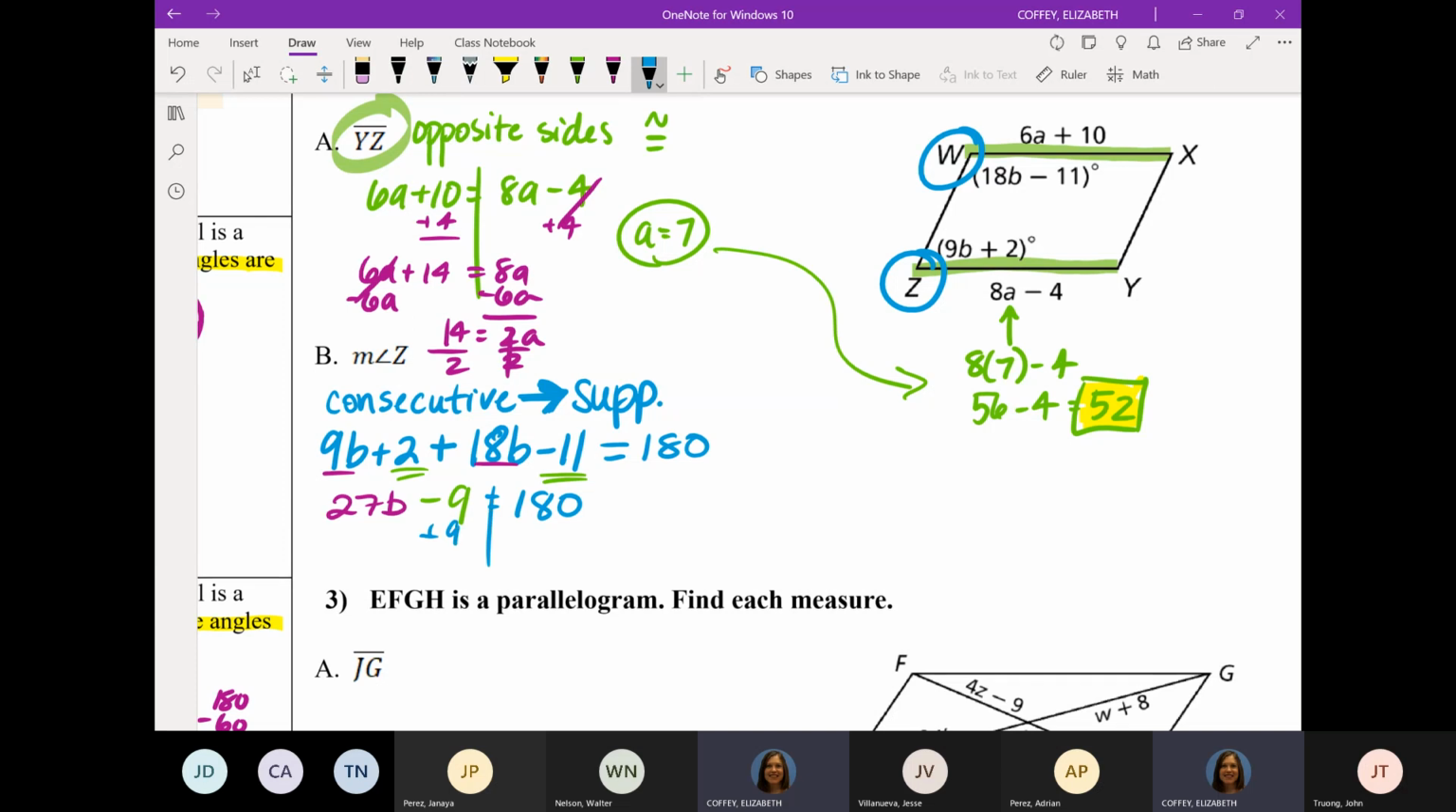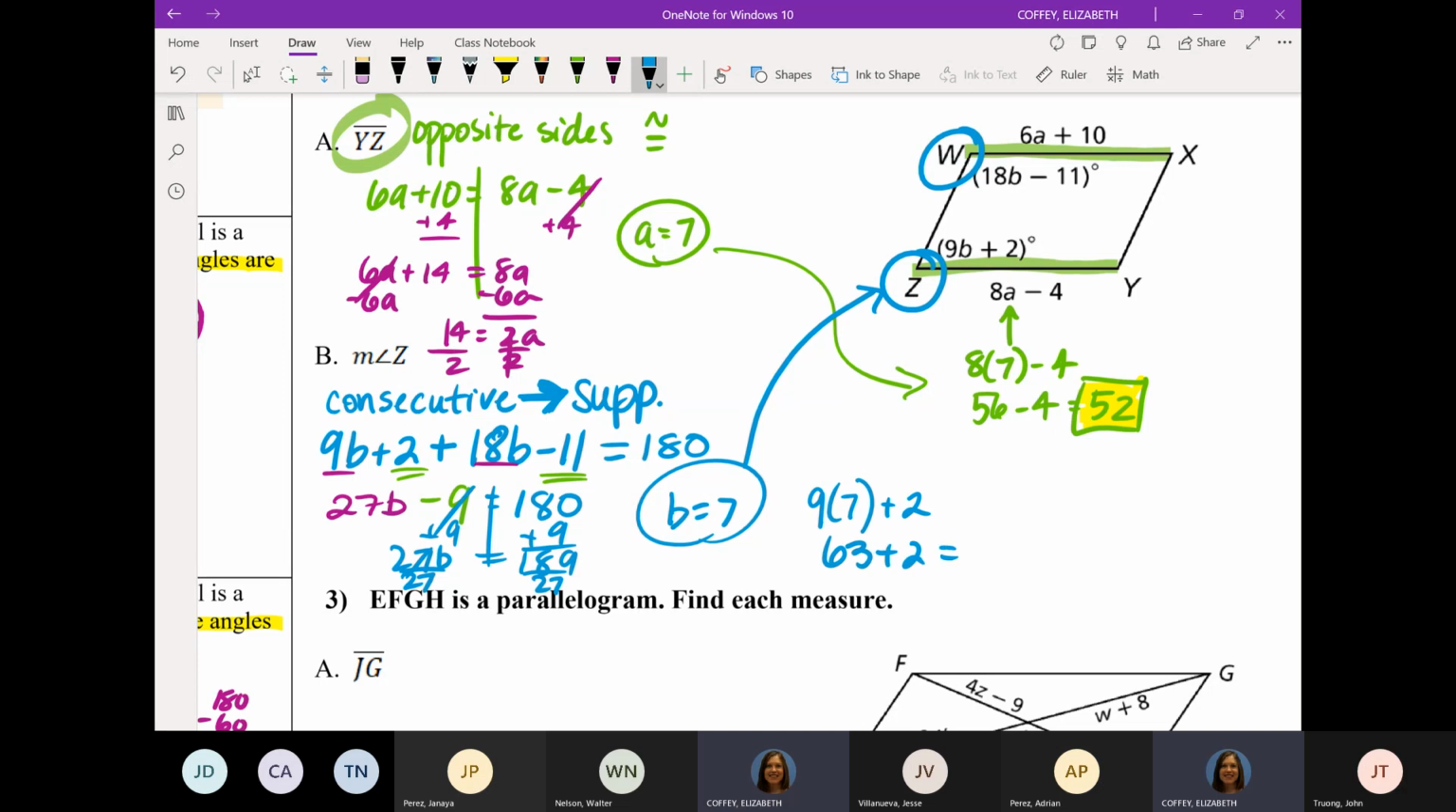Okay, so you should have added 9 to both sides to get 189 equals 27b, and then divide both sides by 27. So I'm seeing b equals 7. I got another 7 there, but we're not done, right? Now we have to plug that in to find angle Z. 9 times 7 plus 2 is 63 plus 2, which is 65. Since it's an angle, I'm going to put a little degree symbol, and there you go.